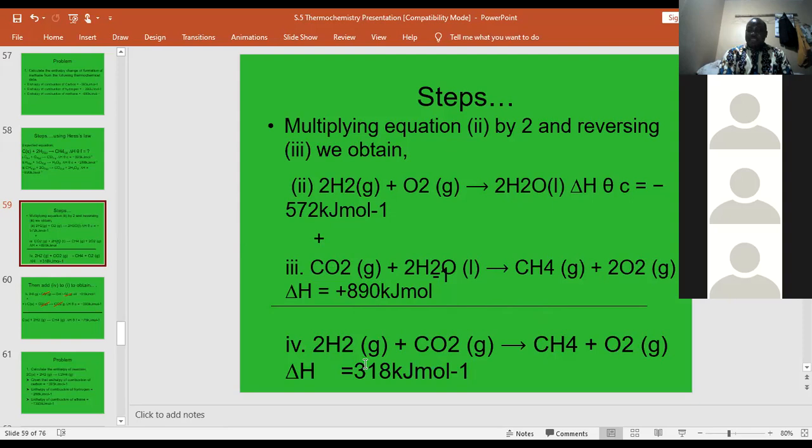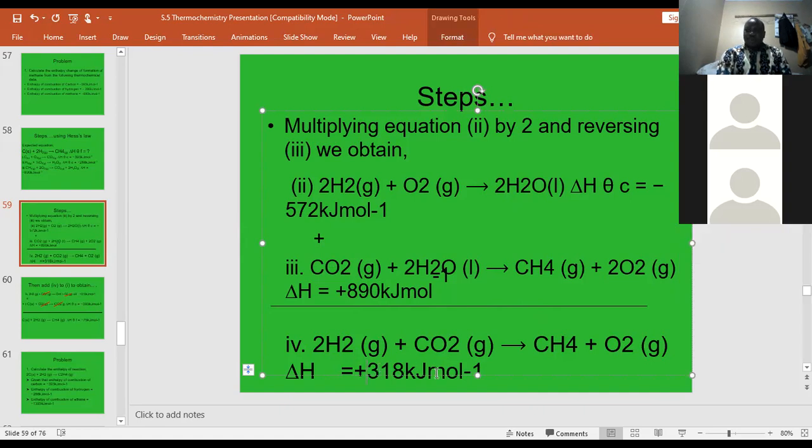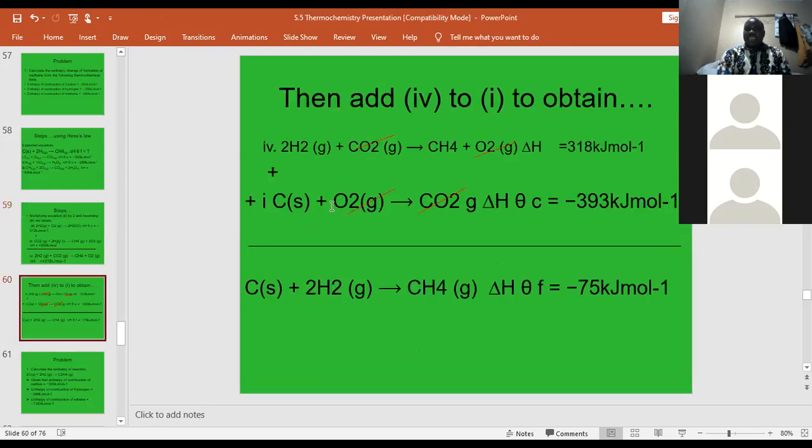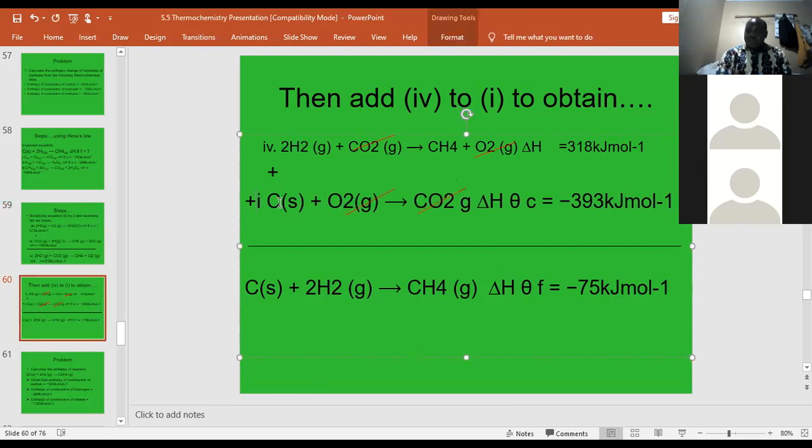When we add them, it is actually positive. It gives us plus 318 kilojoules per mole. Now, because we have got this, and yet we have carbon dioxide and oxygen, which must be eliminated, and also need to introduce carbon on our left-hand side, what we have now done is to bring in equation 1 that has carbon. Remember, equation 1 has carbon, has oxygen, has carbon dioxide.